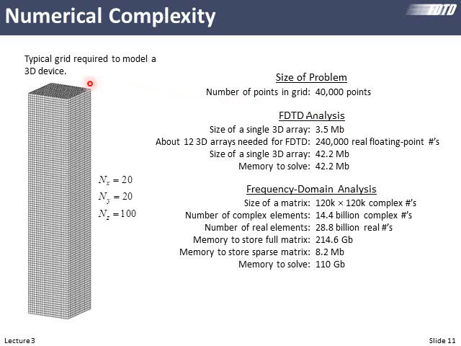Well, for each point in the grid, we have 6 field components, E and H, each with an XYZ component. We also have different material values, and in the end, we have about 12 different numbers that we need to store for each point. So now we're up to about 240,000 numbers that we need to store. So the size of a single 3D array is about 42 megabytes.